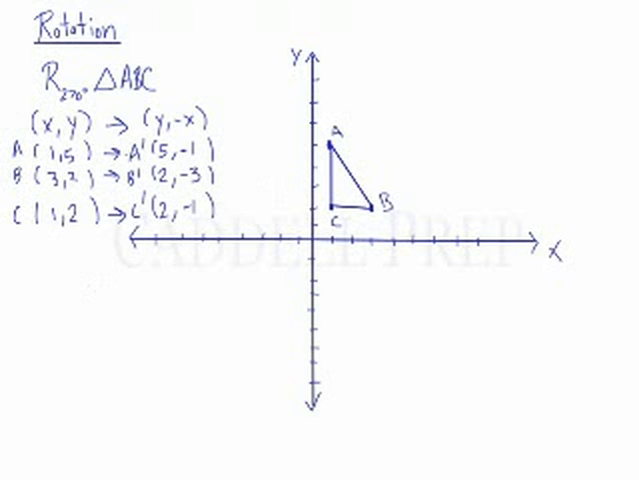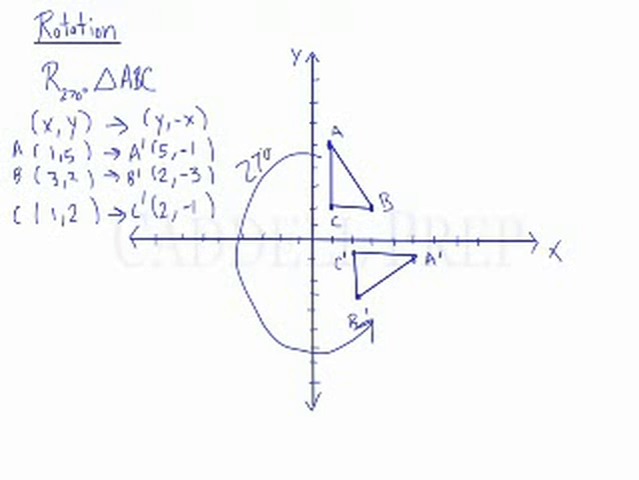So now we can plot this. We have A prime is (5, negative 1). B prime is (2, negative 3). And C prime is (2, negative 1). Let's connect these dots. And we have the image of triangle ABC when it's rotated 270 degrees, or we can think of it as being rotated negative 90 degrees.